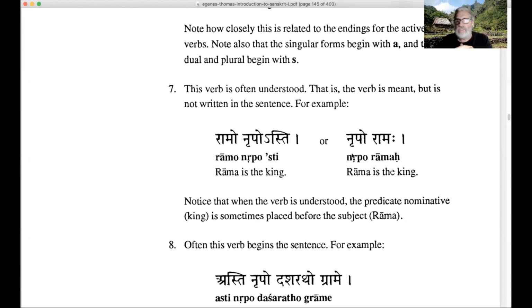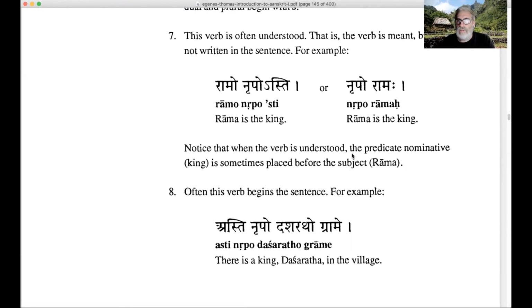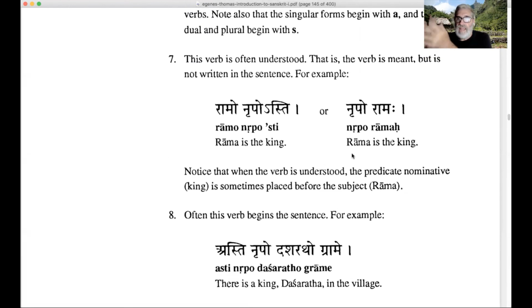We could also say it that way: Rama is the king, just by putting Rama and king in the same number and the same case, nominative singular. Basically what we're saying is there's a king. If we say there's Rama, and we're using nripa, the king, like an adjective to describe Rama. Who is Rama? Rama is a king. Or who is the king? The king is Rama. We could use Rama as an adjective.